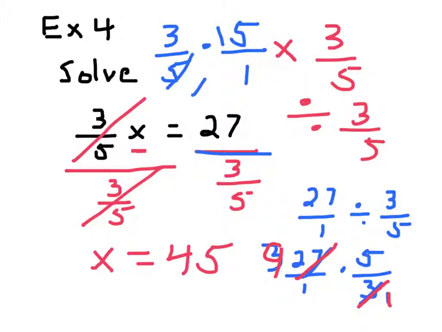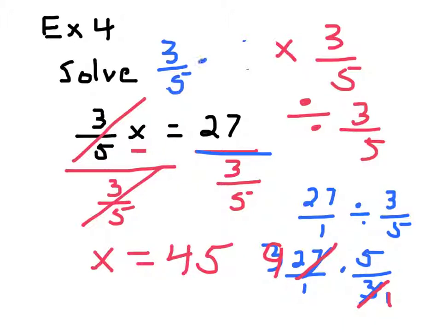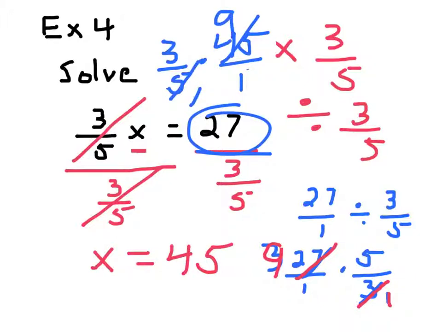Now if I check this, and I'll erase this part up here, if I take 3/5 times x, that should give me 27. So in other words, 3/5 times 45 should give me the answer of 27. Let's see. Divide both these by 5, and 3 times 9 is 27. So it checks out. So it's good we checked that.